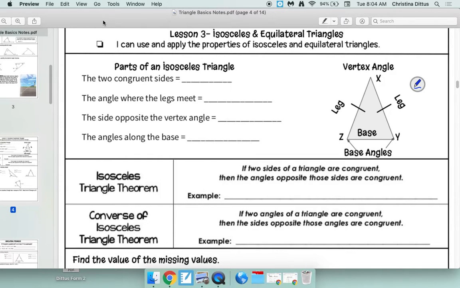Your two sides that are congruent, we call those legs. You'll notice here, I know that they are congruent because they have the lines on them. Those are labeled legs. Your angle where your legs meet up at the top is called your vertex angle. Your side opposite the vertex angle is called your base. So our sides are called legs and base. And then your angles along the base have a fancy term. They're called base angles.